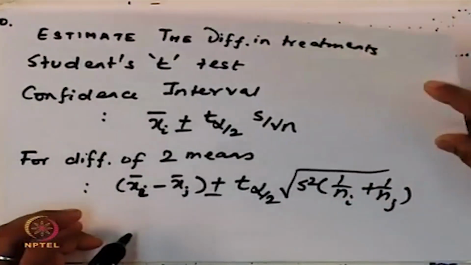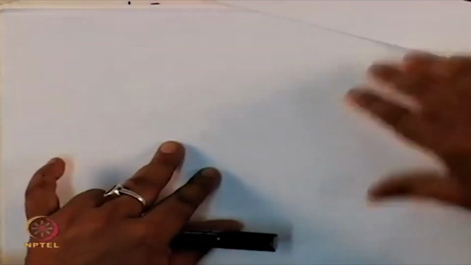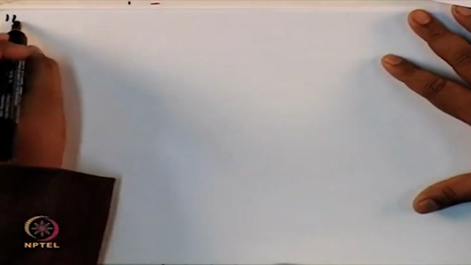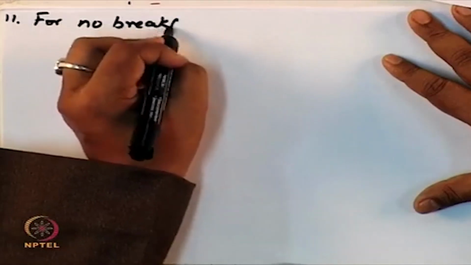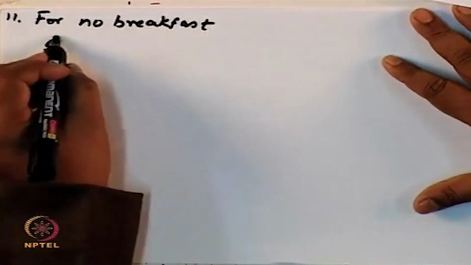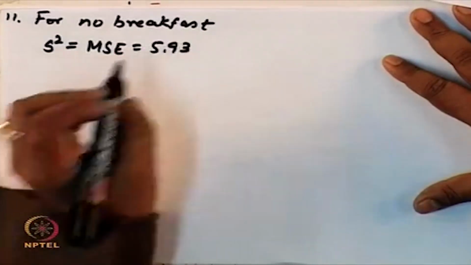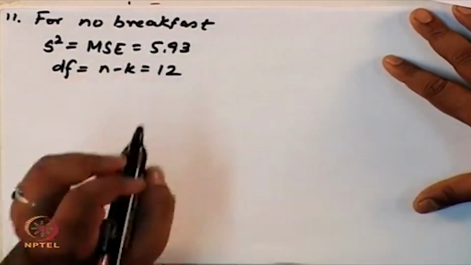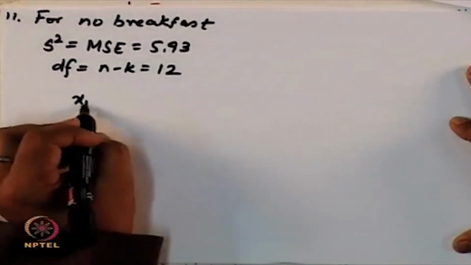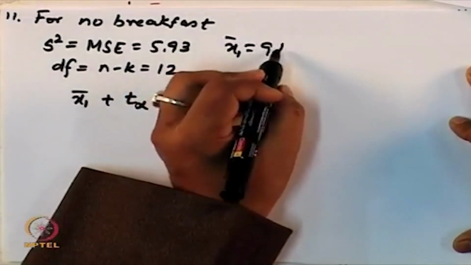So, for the previous case, let us say for no breakfast, you know the value of S square came out to be 5.93, and its DF was n minus k equal to 12. So, the confidence interval becomes x1 bar plus minus t of, and for this your x1 bar was 9.4.